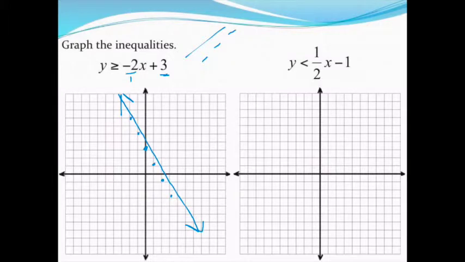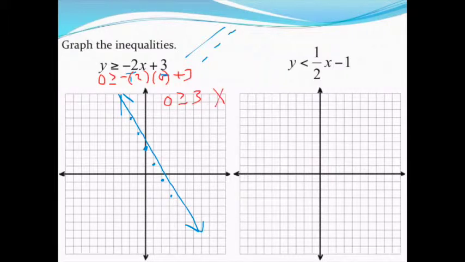So two methods you could use. You could use the test a point method, where you pick a point on one side of that line. For example, 0, 0 is an easy point to pick, as long as the line doesn't go through that point, and then plug in those values for x and y. Let's actually test that real quick. If I plug in 0 for x and y, I get a statement that says 0 is greater than or equal to 3, which is false.